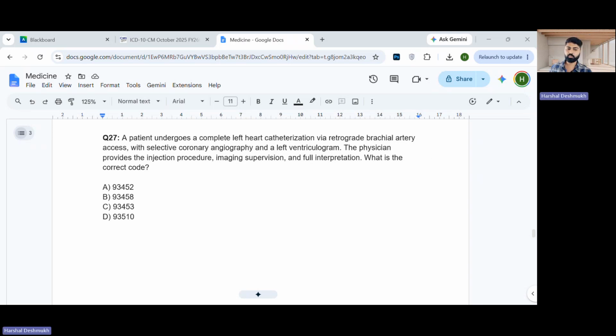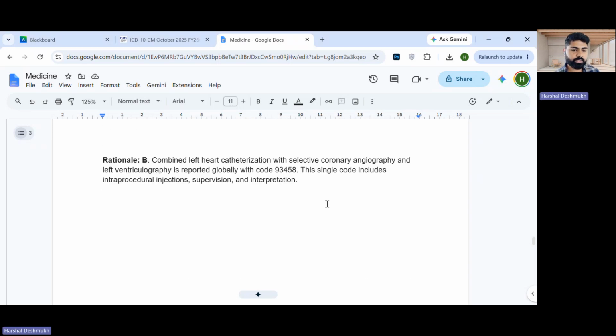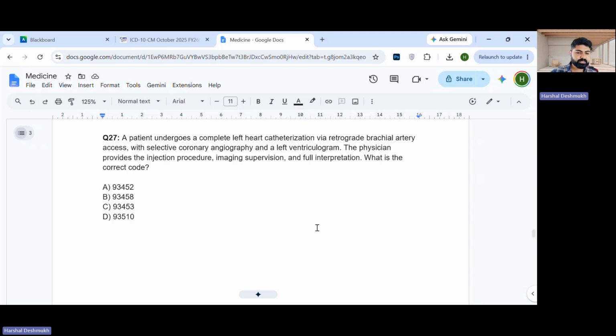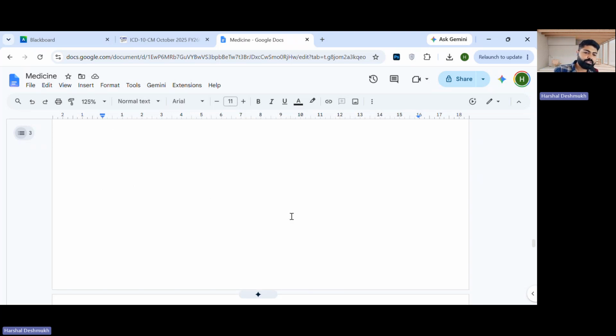All right, time to answer the question. The answer to this question is option B. Combined left heart catheterization with selective coronary angiography and left ventriculography is reported with code 93458. If you are ever reporting it only for professional services, you will be appending modifier 26 with this code. Moving on to the next question.